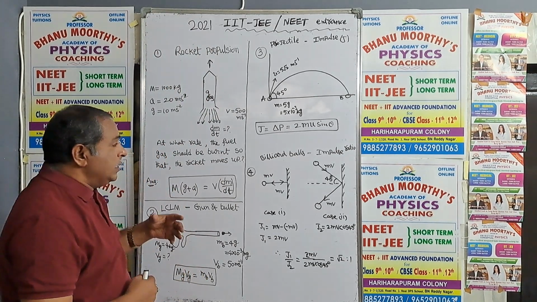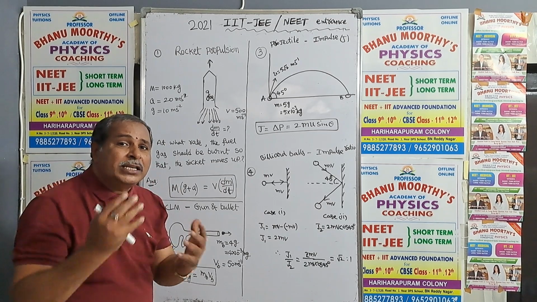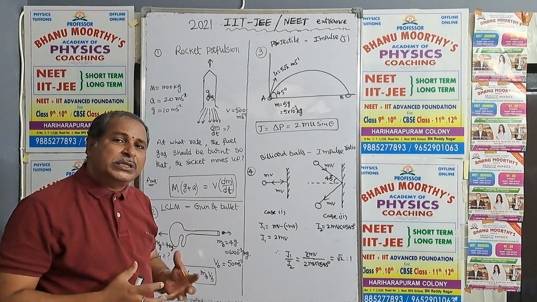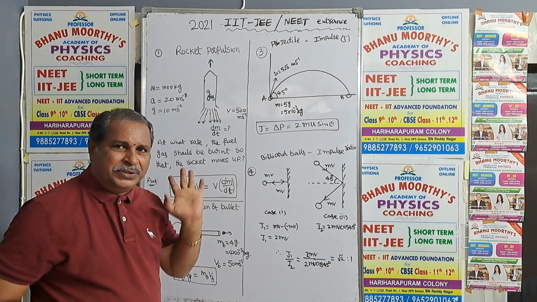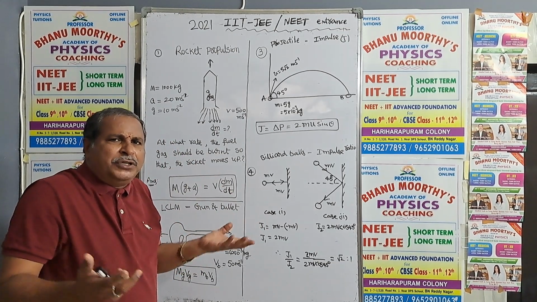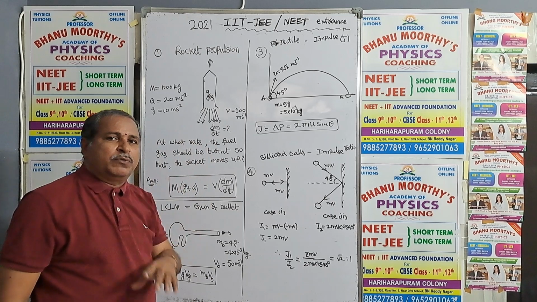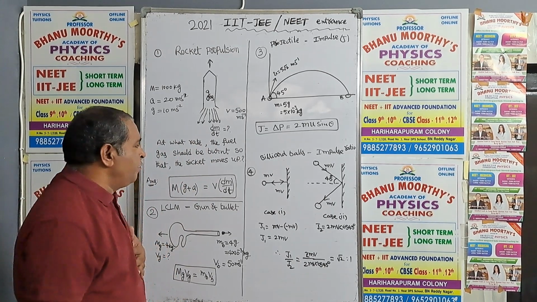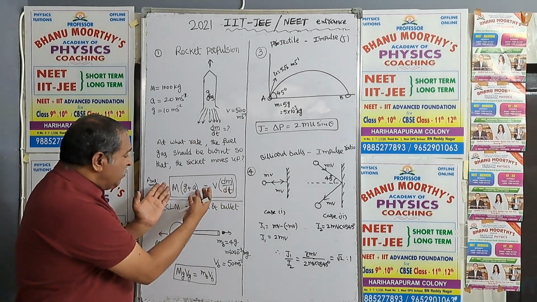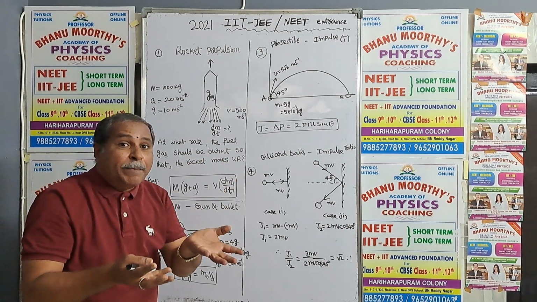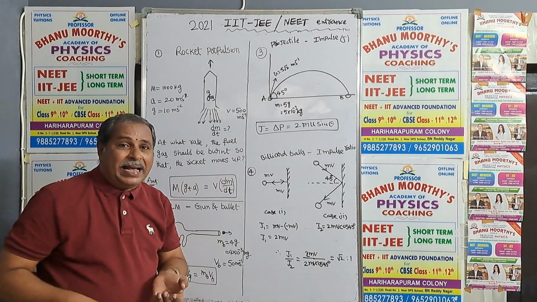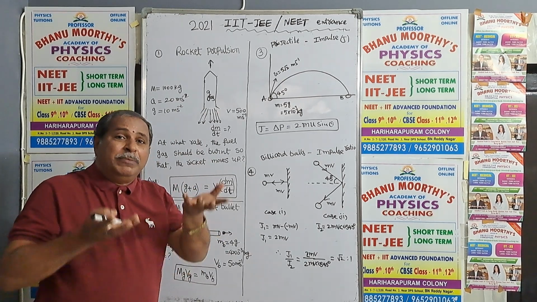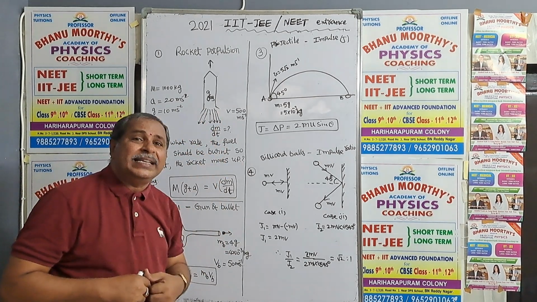Okay, so this is action reaction concept. They selected this one in 2021 in one of these sessions. Either morning session or afternoon session, I don't know, but they asked this question in 2021. So what is that? As the rocket moves up, its apparent weight increases, you know. So m into g plus a, as the rocket moves up, m into g plus a, its apparent weight increases.